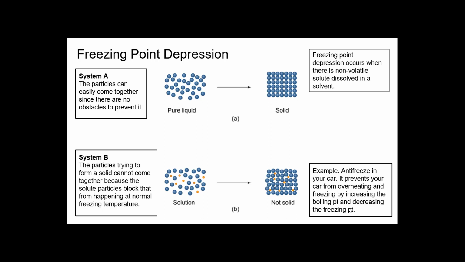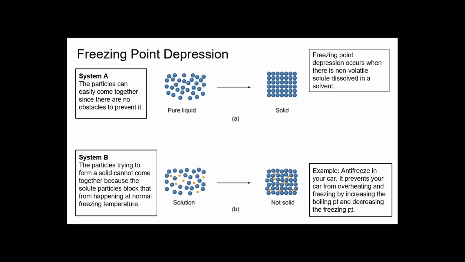System B has particles involved. So what we do is we throw an impurity in it, if you will. It is a non-volatile solute, and this occurs for boiling as well. It will stop or prevent, as long as it can, the solution from forming a solid. So it will force the freezing point to a lower point, which means more energy actually has to leave the system for it to freeze and come together.